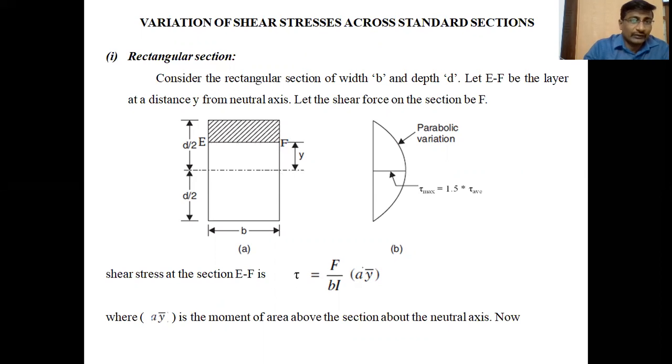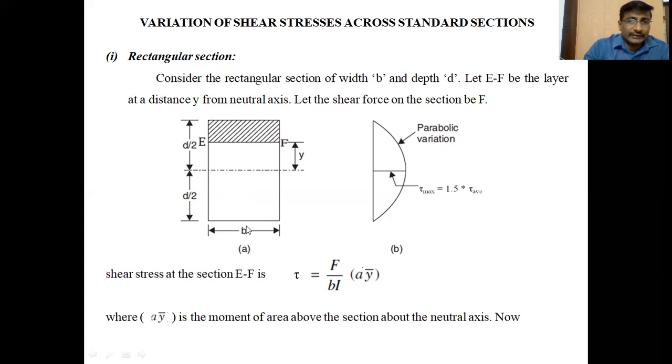due to the sliding of the area above the EF level. This is the shaded area. Due to sliding of this shaded area, due to the unbalanced force acting on this shaded area, the shear stresses will be developed at the EF level. So by using that shear stress formula, we can calculate the shear stress at a distance of Y. So shear stress in terms of Y.